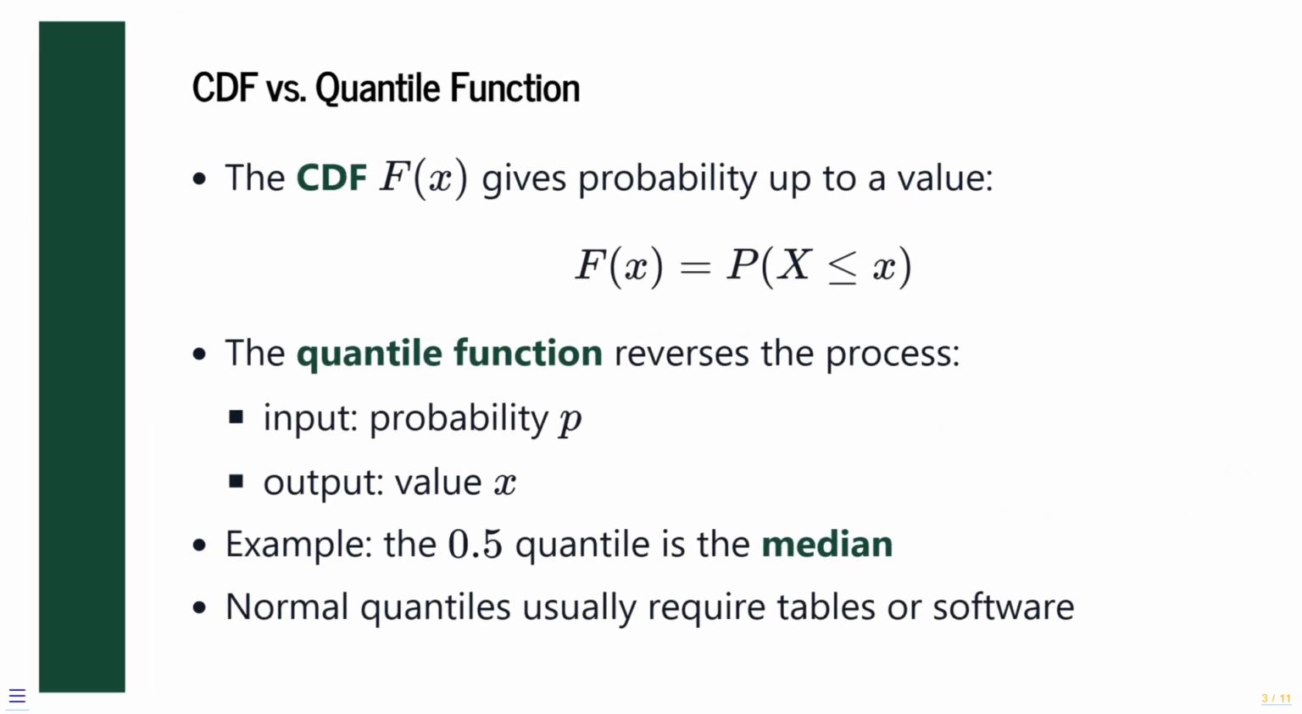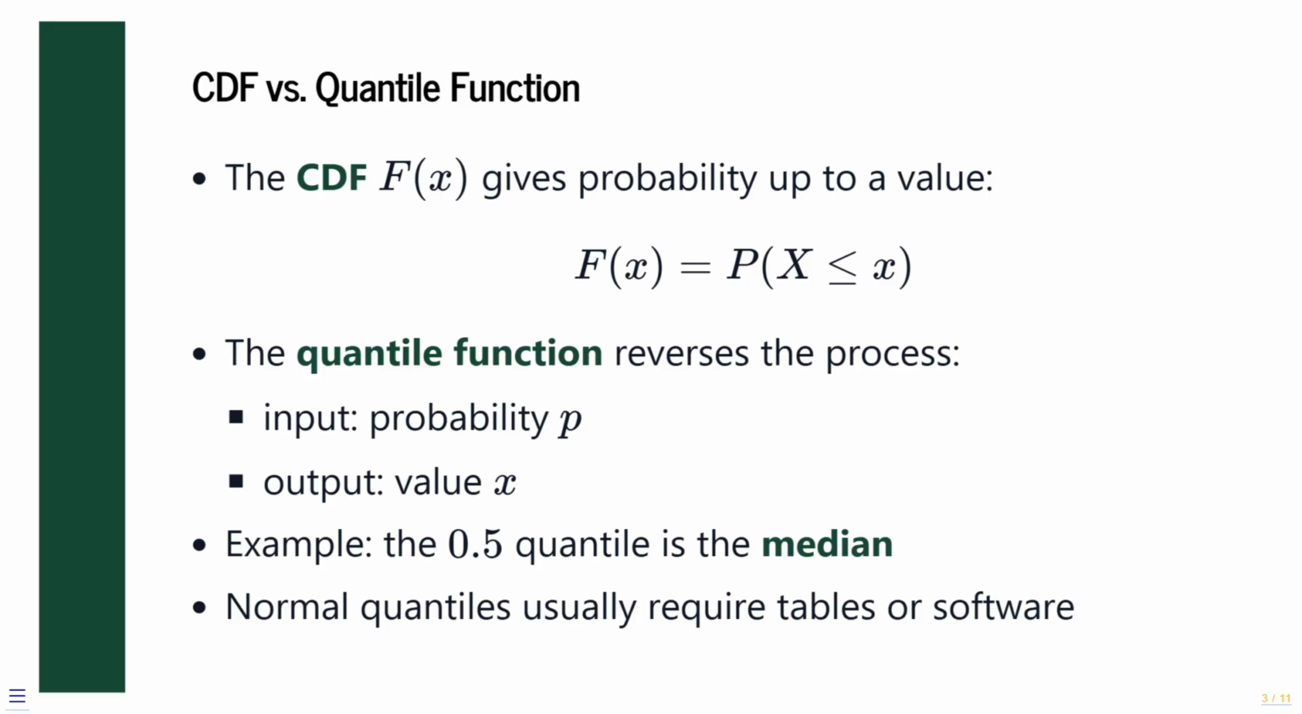It is helpful to contrast the cumulative distribution function, or CDF, with the quantile function. The CDF, written capital F of x, takes a value x and returns the probability that the random variable is less than or equal to that value. In other words, it accumulates probability from the left. The quantile function reverses this process. It takes a probability p as input and returns the corresponding cutoff value x.